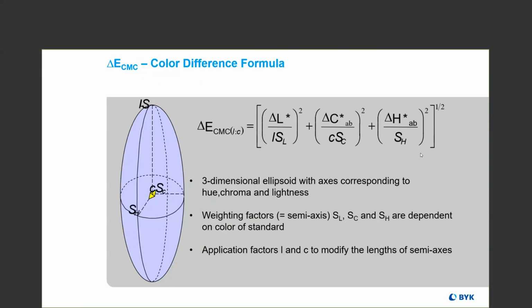So if you want more tolerance in the L direction, you can increase the l value or the l factor. If you want more tolerance in the chroma direction, you can increase the c factor. So SL, SC, and SH are defined by the equation. The l and c factors are defined by the user.